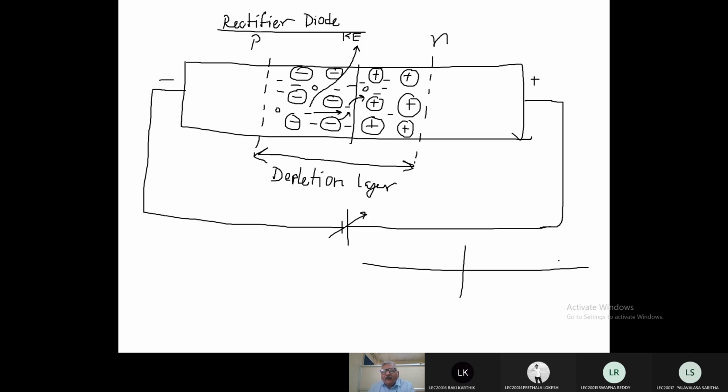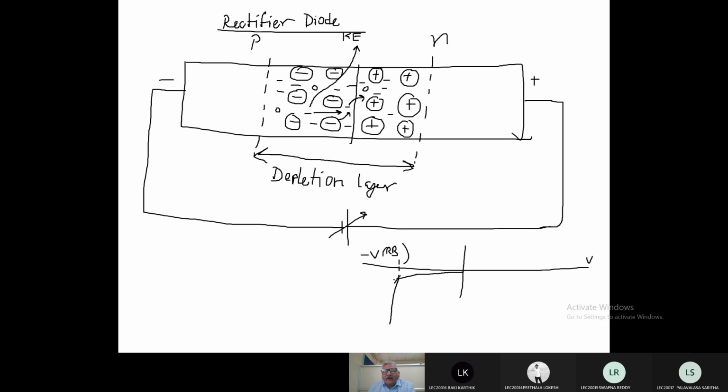So if I draw this graph, here it is V and this side minus V. Minus V means reverse bias. So under reverse bias condition, generally you find the current is like this. Due to minority carriers, it is very small. But at very high voltage, suddenly a large number of electrons are there, and due to this, the current will sharply increase, right?